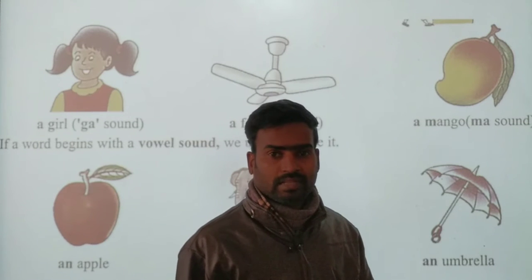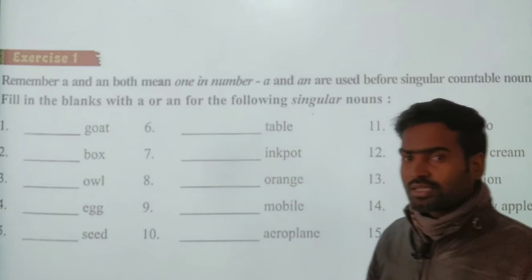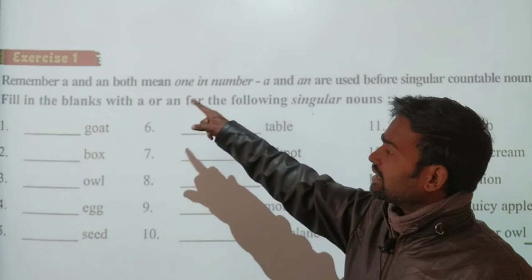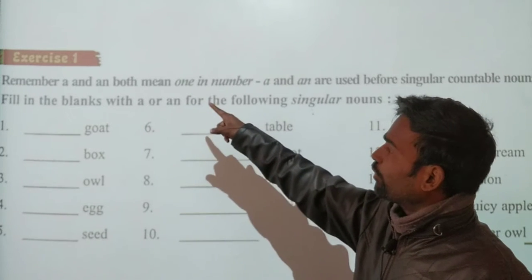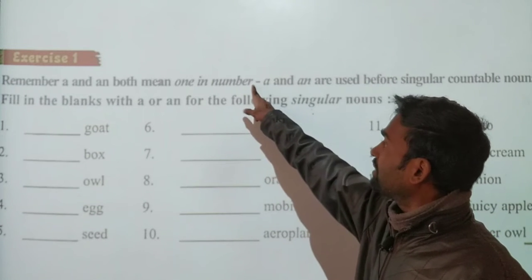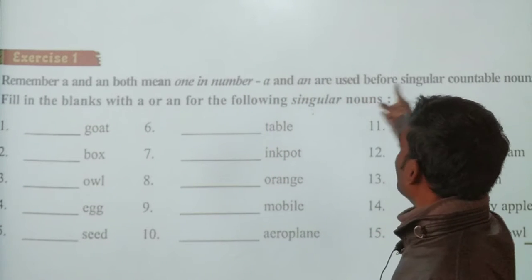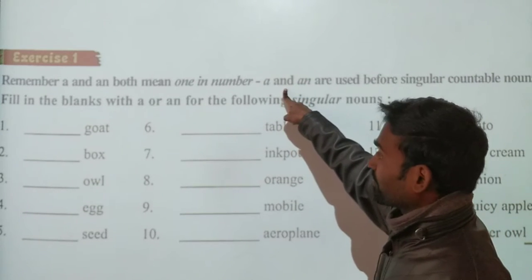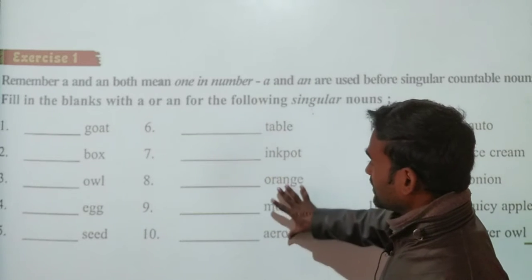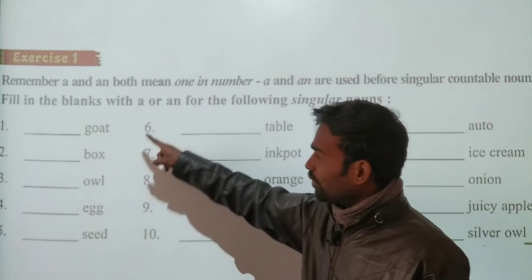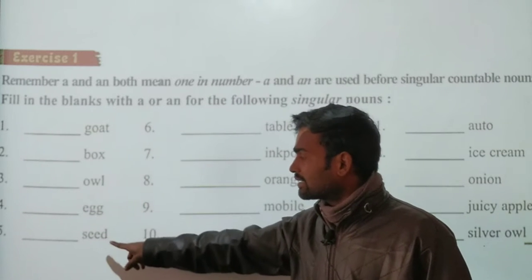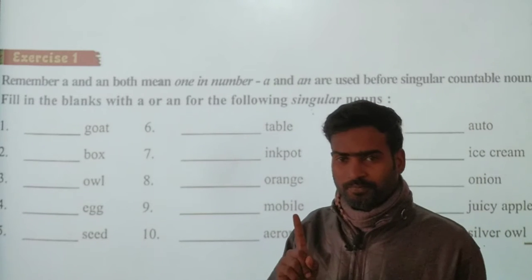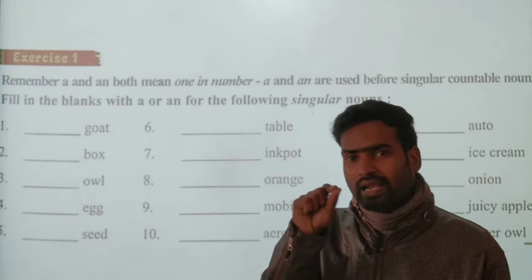Clear? So by using this concept, we are going to fill in these exercises. Exercise 1. Remember, a and an both mean one number. A and an are used before a singular countable noun. All these are single nouns: goat, box, owl, egg, seed, table, ink pot, orange, mobile. All these are only one, but we are going to use a or an.